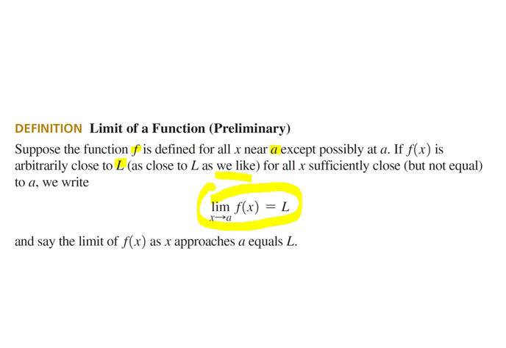If our a is like 3, then we're talking about values like 2.99999 and 3.00001. So the x values that are really close to that value a but not really there. Then this is what we define. We say that as x approaches that value a, the function is approaching the value L.